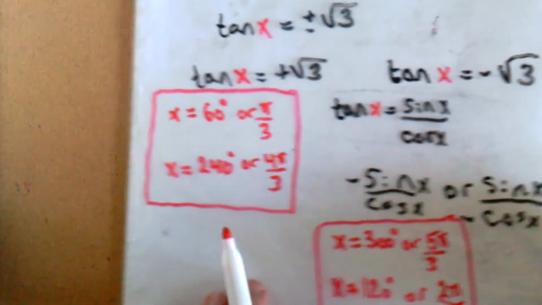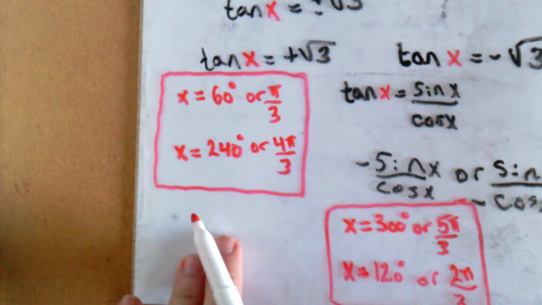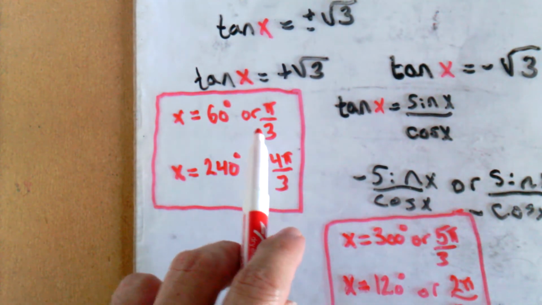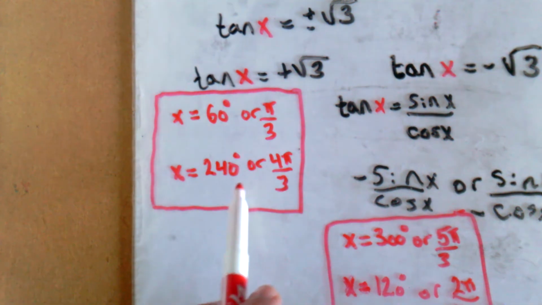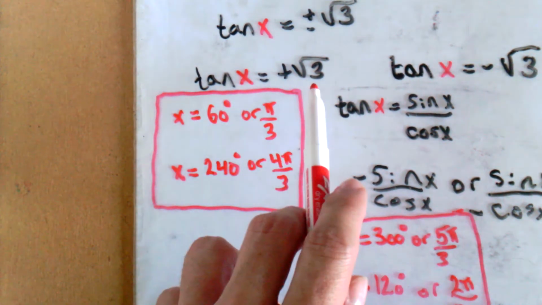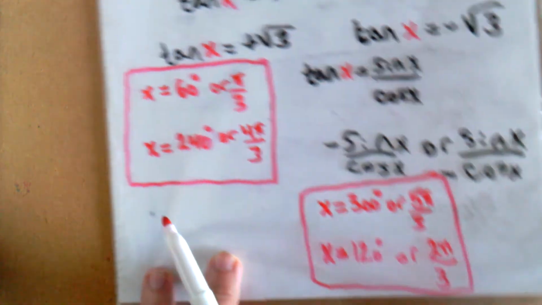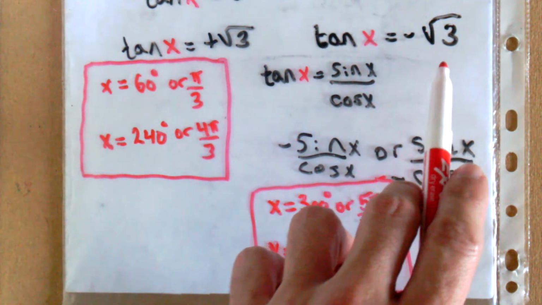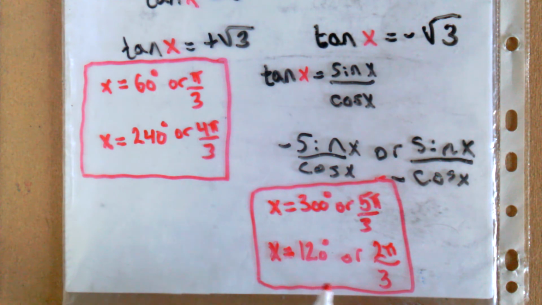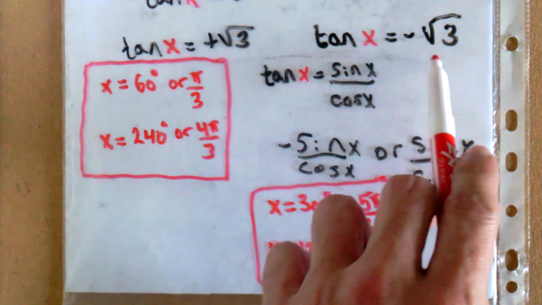So we actually end up getting 4 answers here. Again, because at 60 degrees, or pi over 3 radians, tangent was positive square root of 3, and at 240 degrees, or 4 pi over 3 radians, tangent was also positive square root of 3. And then we just figured out at 300 degrees, or 5 pi over 3 radians, tangent is negative square root of 3. And at 120 degrees, or 2 pi over 3 radians, tangent is also negative square root of 3.